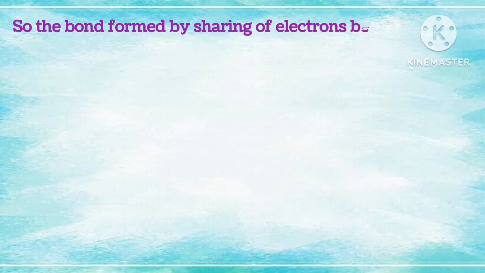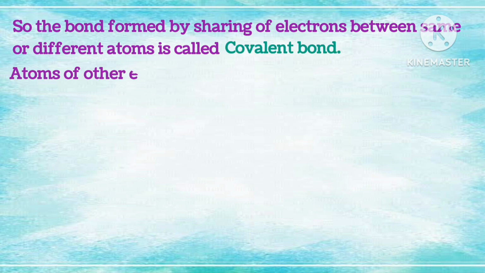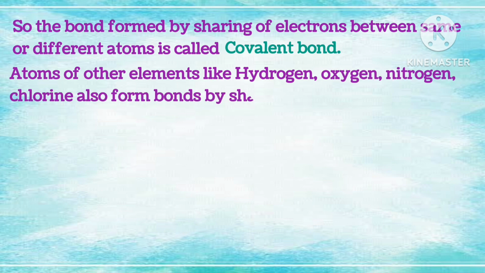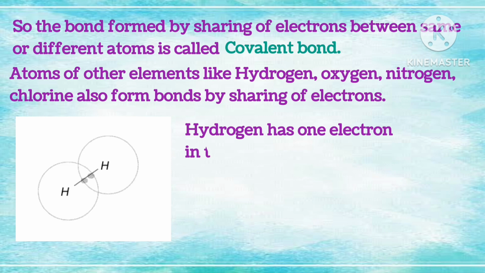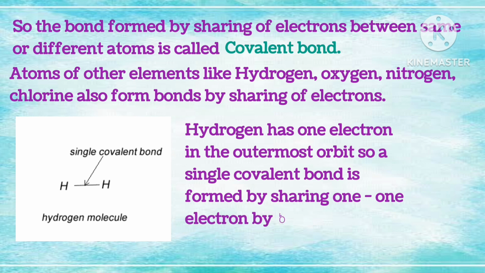So the bond formed by sharing of electrons between the same or different elements is called a covalent bond. Atoms of other elements like hydrogen, oxygen, nitrogen, chlorine also form bonds by sharing of electrons. As you can see here, hydrogen has 1 electron in the outermost orbit. So a single covalent bond is formed by sharing of 1 electron by both the hydrogen atoms.